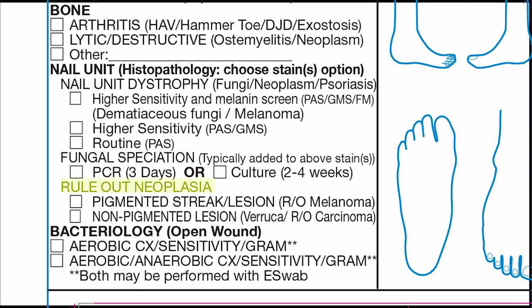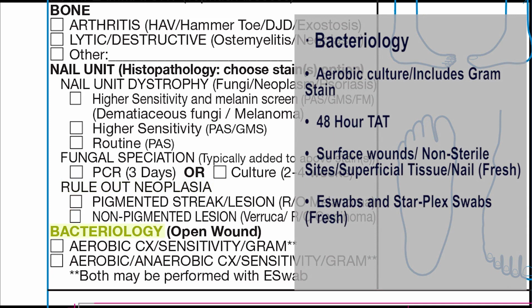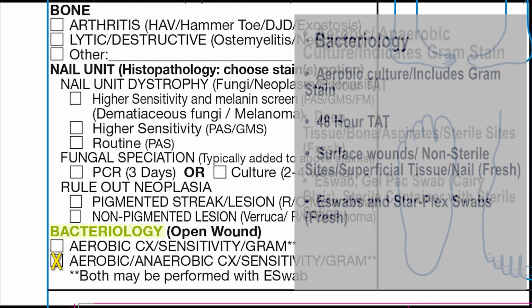Rule out neoplasia. Pigmented streaked lesions, rule out melanoma. Non-pigmented lesion, verruca, rule out carcinoma. Bacteriology. Aerobic culture indicates gram stain. 48-hour turnaround time. Surface wounds, non-sterile sites, superficial tissue, or nail, fresh. E-swabs and Starplex swabs, fresh.